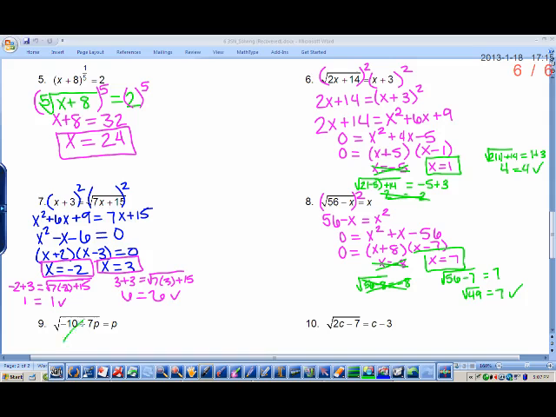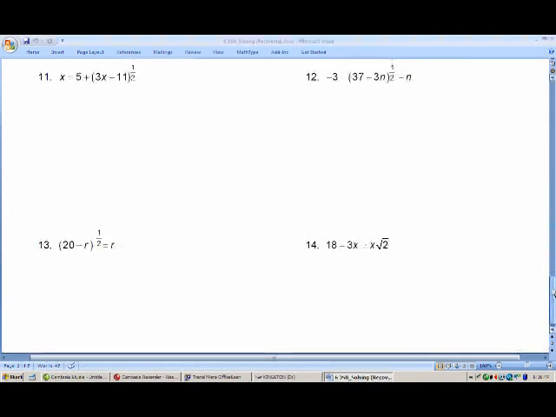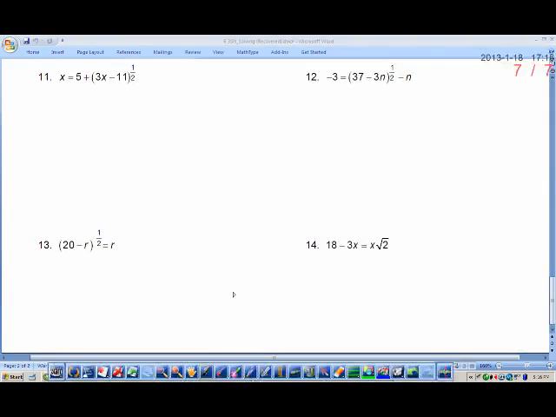All right, we are going to skip 9 and 10, so you can go ahead and cross those off. And let's look at number 11 on your notes. Remember that the first thing I have to do, before I try and square and raise anything to a power, is isolate my radical. And notice that this is being raised to 1/2, so this is where my radical is, right here, this 3x minus 11. So I'm going to subtract 5 first, so this is x minus 5 equals 3x minus 11 to the 1/2 power.